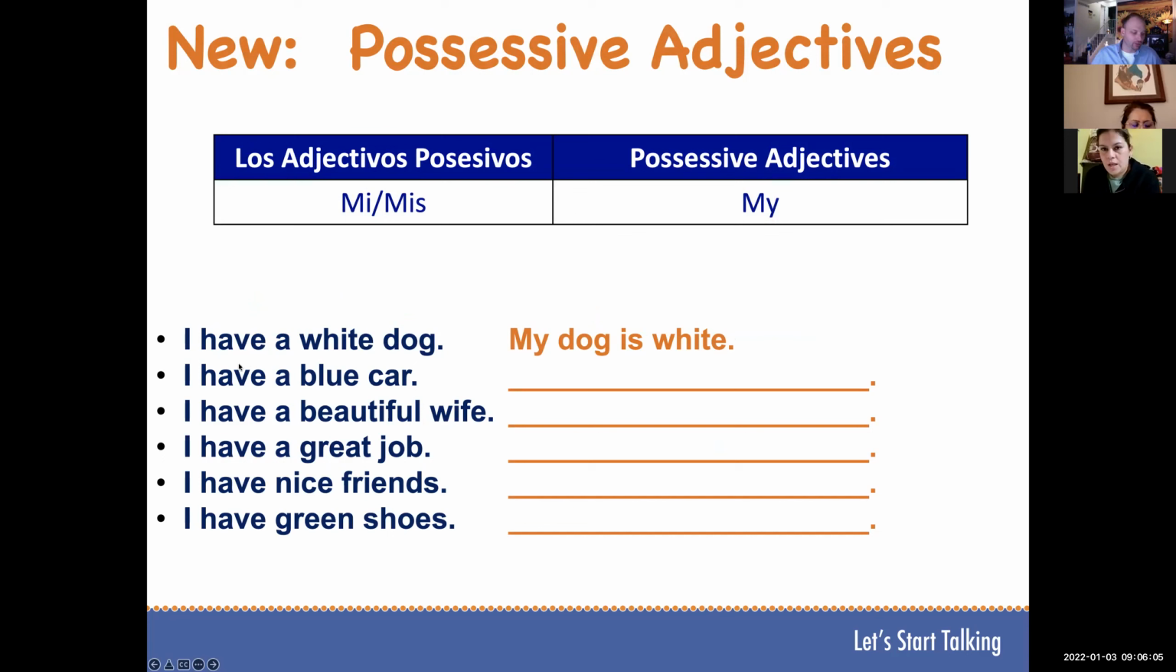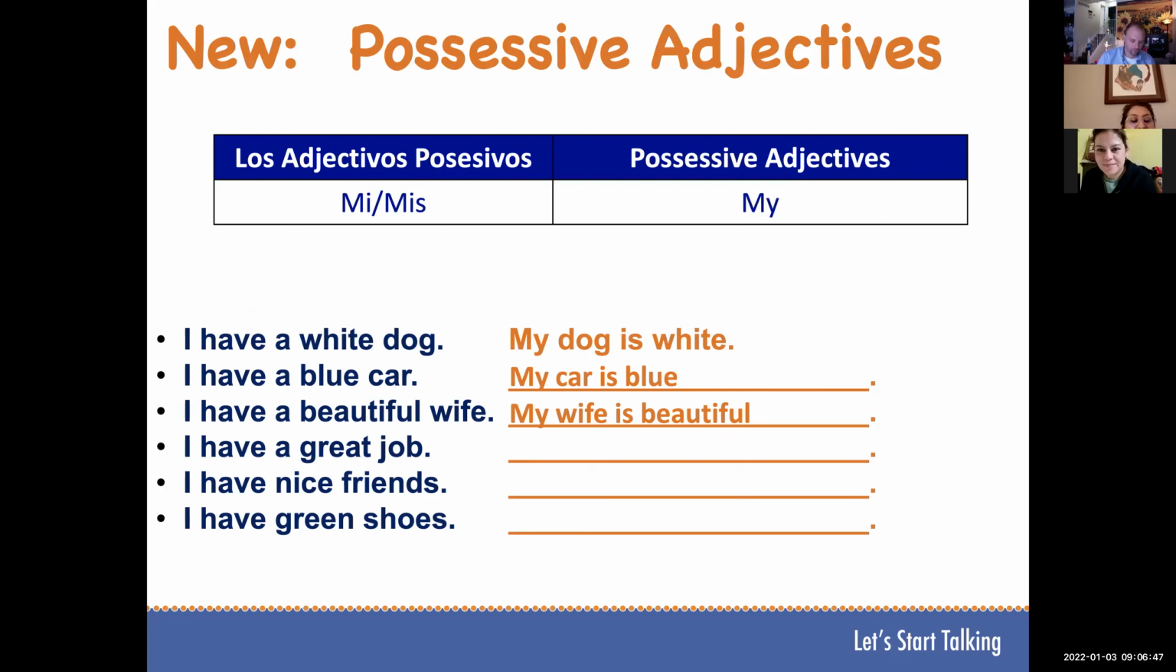Caro, how can you do number 2? I have a blue car. My car is blue. Claudia. I have a beautiful wife. Wow. Husband. Okay. My husband is beautiful. It's handsome, ¿no? Sí, hablando de un marido, hombre, sería la palabra handsome. Okay. Pero recuerda, estos son ejemplos aquí.